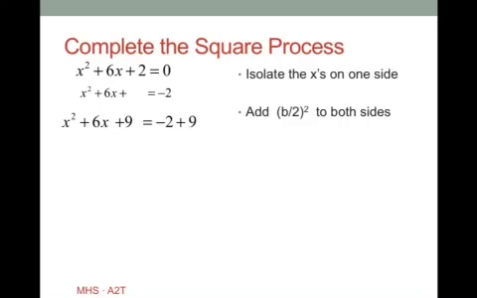Changing that number to a number you can factor as a square, and then adding that number to the other side. So x squared plus 6x plus 9 equals negative 2 plus 9. Next step, factor it. You got a perfect square, so it's going to look like x plus 3 times x plus 3 equals 7.